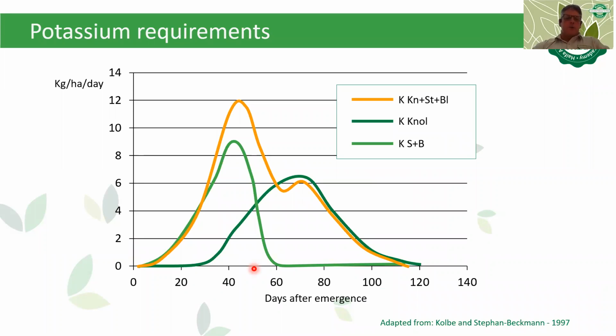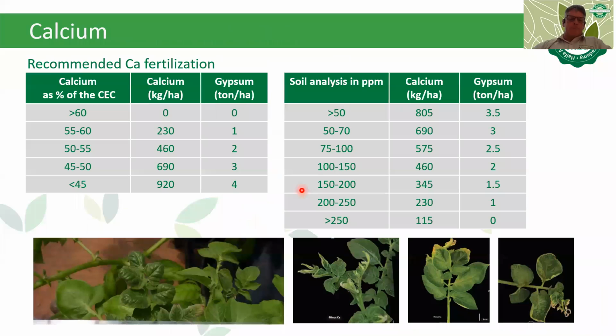So your potassium requirements here, again, you can see going on the same, the orange line, we need up to 12 kilograms per day to be available 40 days after planting. And then in your peak bulking phase, you need 6 kilograms per day, which comes back to that original graph that I showed you.